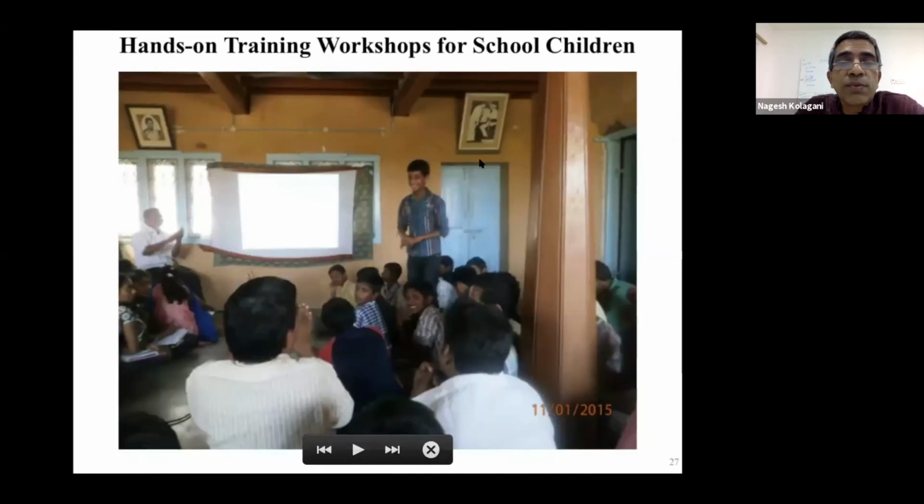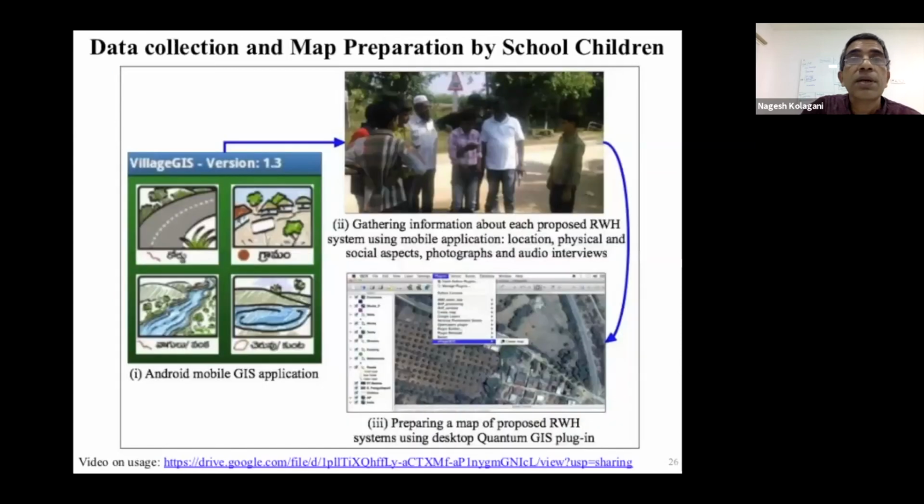Typically in our workshops, you see the children here, middle school. It takes about 5 days of training, and we involve the school teachers also and local politicians. So they need 5 days for data collection and map preparation. It will take that much, even after simplification, everything.